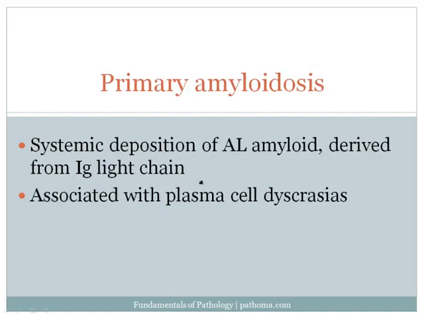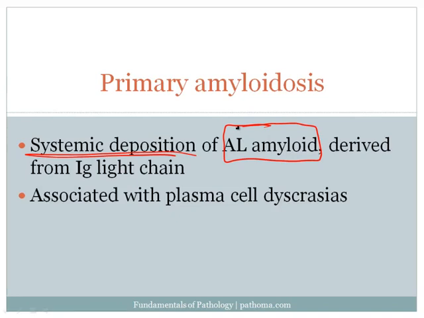So what is primary amyloidosis? Primary amyloidosis is when there is systemic deposition of amyloid, and that amyloid is a particular protein called AL amyloid. AL amyloid is derived from immunoglobulin light chain. So basically, immunoglobulin light chain begins to deposit in various tissues throughout the body. That's primary amyloidosis. All right, let's take a step back.